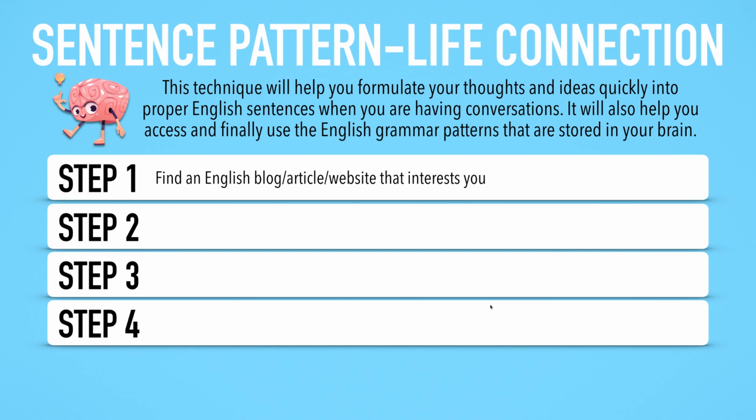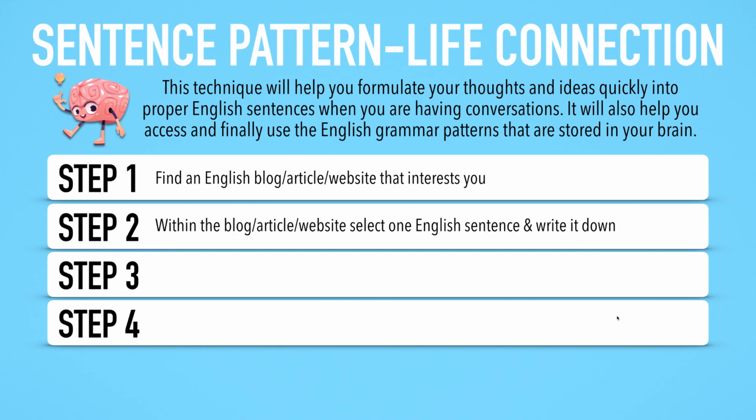First, you're going to find an English blog, article, or website that interests you. Then, within that blog, article, or website, you're going to select one English sentence and write it down. Step 3, divide your day into 5 parts based on your activities. That's right, you're going to divide your day. Remember, this is the sentence pattern life connection.